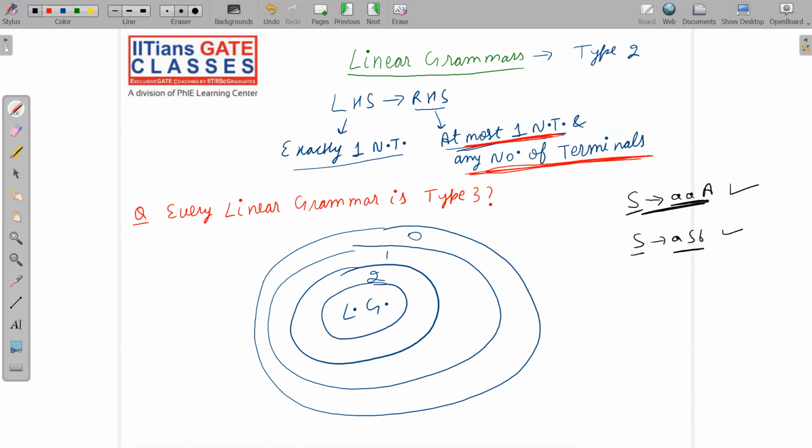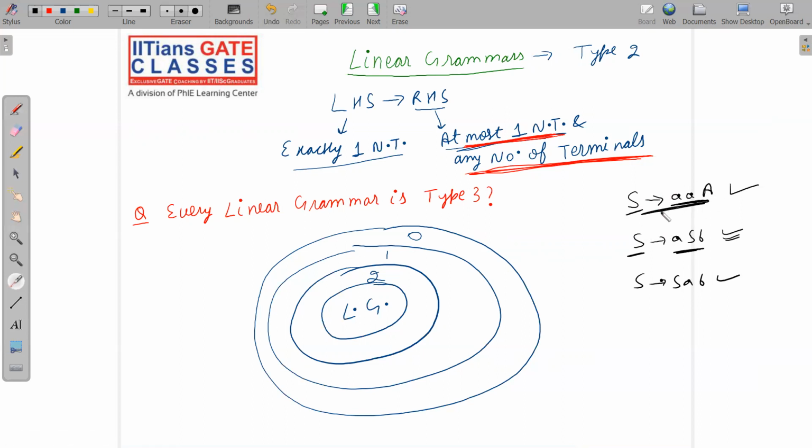Why? Because see only one thing: LHS exactly one non-terminal, RHS at most one non-terminal, and we do not say anything about position. We can have it in the extreme right, in the extreme left, or in the middle, and so on. We can put it anywhere. So S implies S A B. This is also linear grammar. So now I hope I have made the point clear to all of you, and now you have already guessed it right. What about the relationship between type 3 and linear?